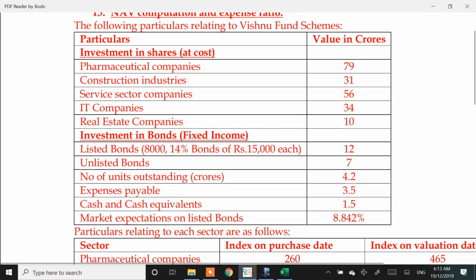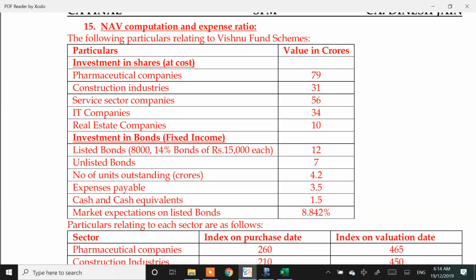Go through question 15. I don't want any discussion. When I give you time to go through the problem, you should go through it, but then you start struggling. When I start solving the problem, you start struggling because you're not going through the problem at this point of time.